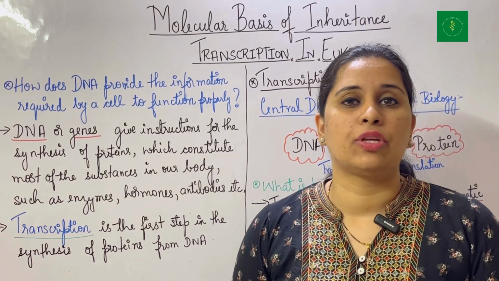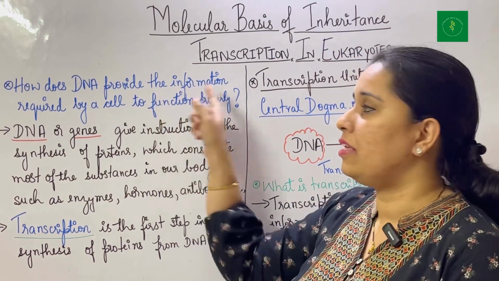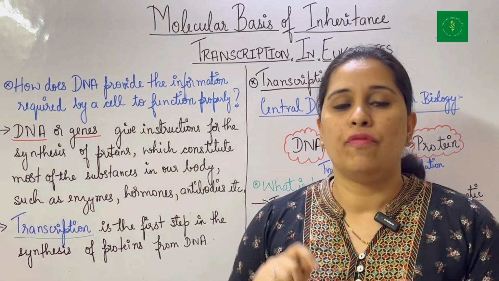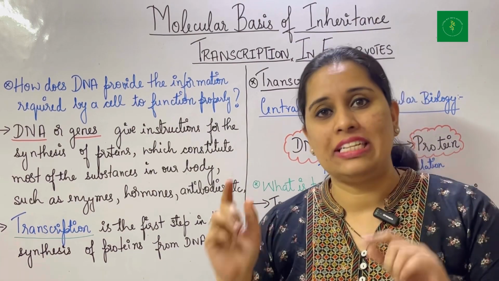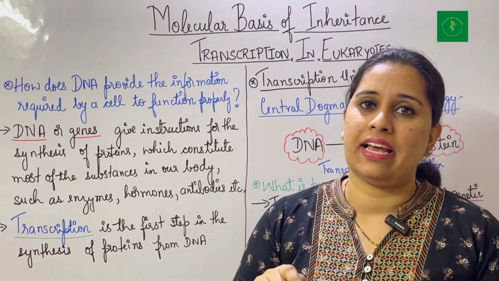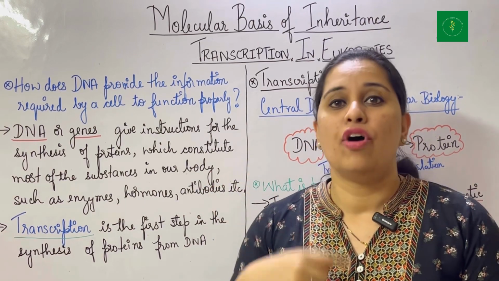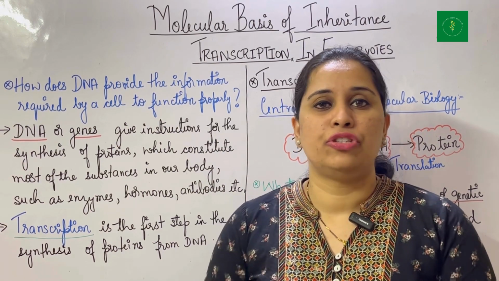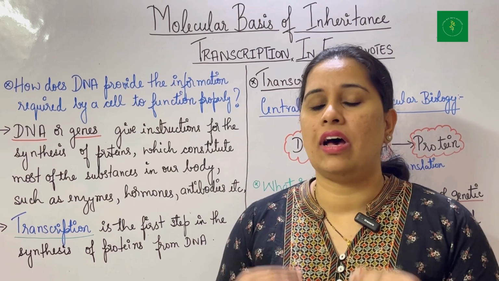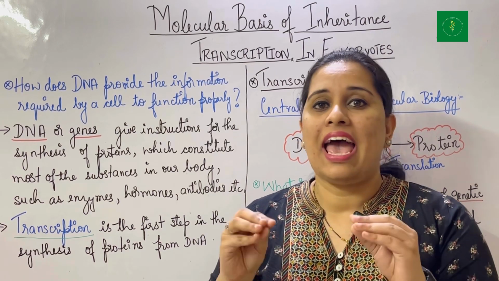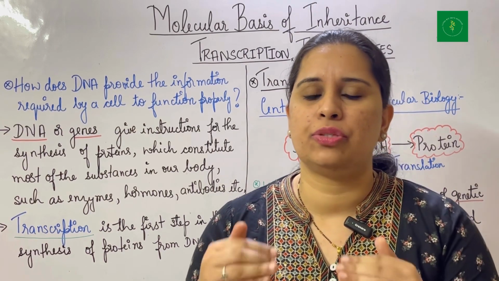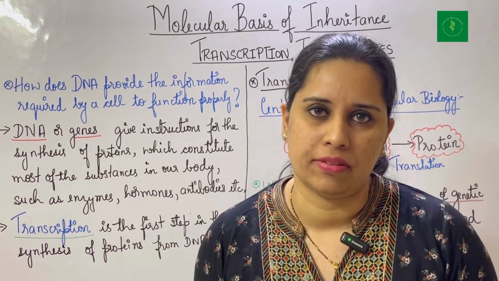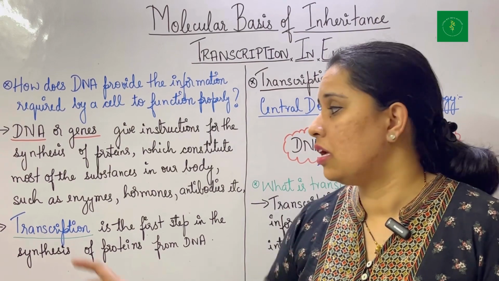This is a commonly asked question. How does DNA provide the information required by a cell to function properly? We know that DNA or genes help in synthesizing, or instructing for the synthesis of, proteins by a cell. You know that our body constitutes a lot of enzymes, hormones and antibodies, and these are the chemical messengers which transfer certain signals from one part of the body to another. I guess you got the answer.